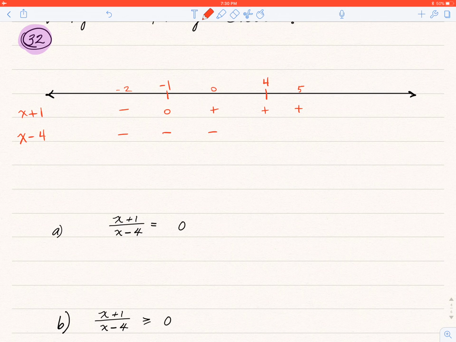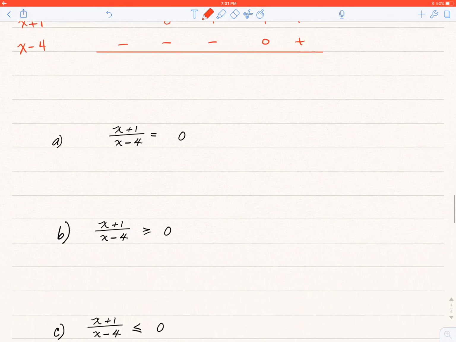Plug in your 4. A 4 and a negative 4 gives me 0. And last but not least, you have that positive 5. A positive 5 and a negative 4 gives you a positive number. Give yourself an equation bar underneath all these signs.